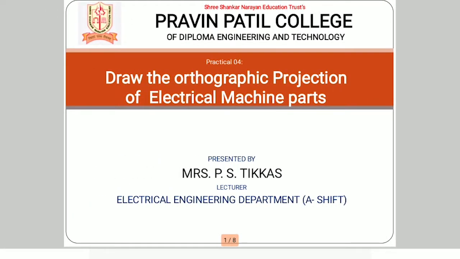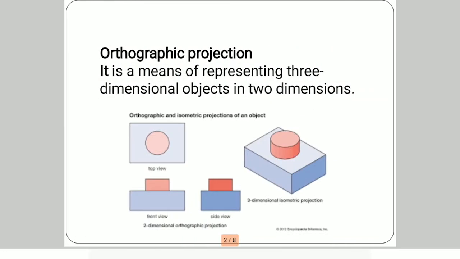So first, these are your fourth and sixth practical PPTs. In the fourth practical, draw the orthographic projection of the electric machine parts. So what is orthographic projection? It is a means of representing three dimensional objects in two dimensions.